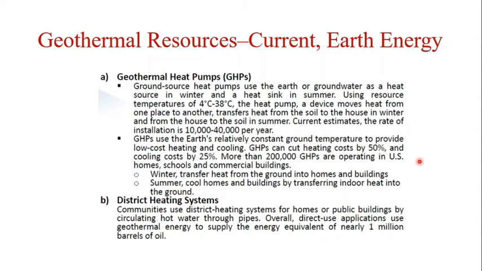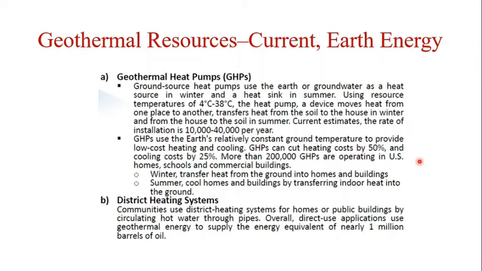Current estimates put the rate of installation at around 10,000 to 40,000 per year. Geothermal heat pumps use the Earth's relatively constant ground temperature to provide low-cost heating and cooling. GHPs can cut heating cost by 50% and cooling cost by 25%. In winter, it transfers heat from the ground into homes and buildings, while in summer, it cools homes and buildings by transferring indoor heat into the ground.